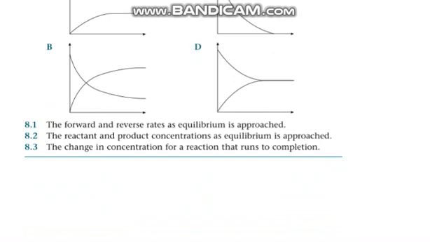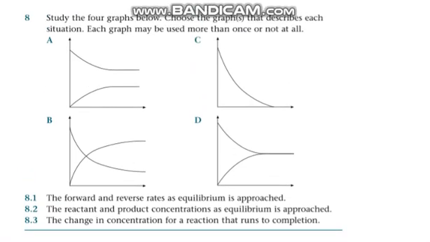It says the forward and reverse rates as equilibrium is approached. The forward and reverse rates as equilibrium is approached. I think that would be A, B, and D. Okay, so we're going to write A, B, and D.